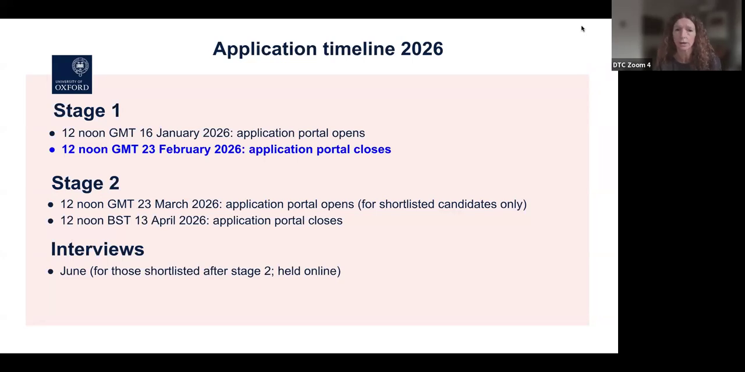That's when the application portal opens again, but as mentioned, that's only for shortlisted candidates. And then because of the clock changes, the stage 2 portal closes at 12 noon British Summer Time on the 13th of April 2026. So again, I can't emphasize enough, please do check those timings. And if you were successful for selection for interview, those interviews are going to take place in June. And just to reiterate, that will be for those shortlisted after stage 2. And the interviews will be held online.